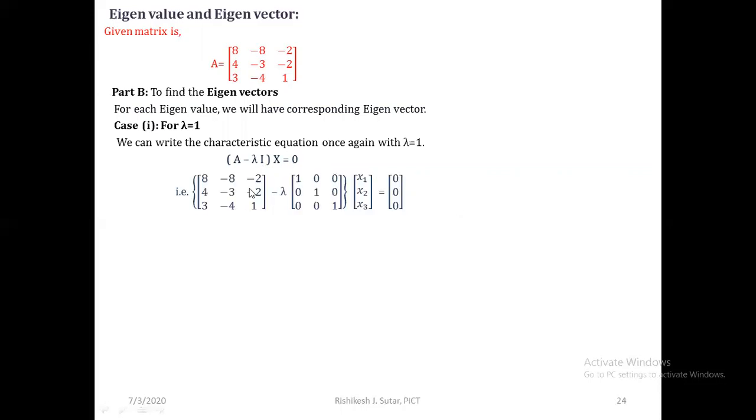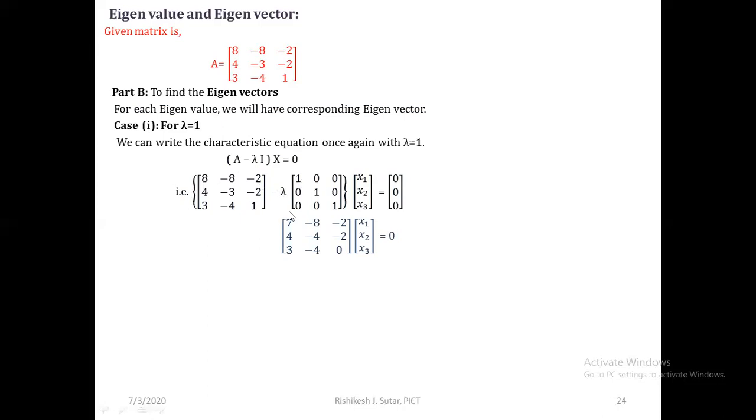So for λ = 1, we can write the characteristic equation once again with λ = 1 now. So the characteristic equation is (A - λI)x = 0. So I can put all the values: the matrix A as [8, -8, -2; 4, -3, -2; 3, -4, 1], minus λ times the identity matrix [1 0 0; 0 1 0; 0 0 1], into x, that is [x1; x2; x3], equal to [0; 0; 0], that is the null matrix. Now you can further simplify it, so it is 8 minus λ into 1.